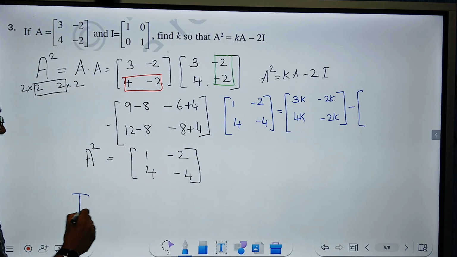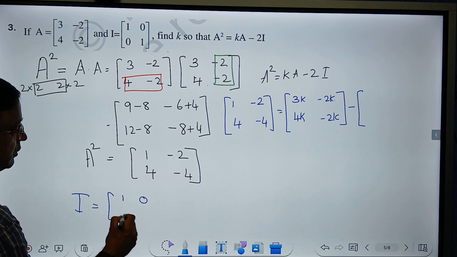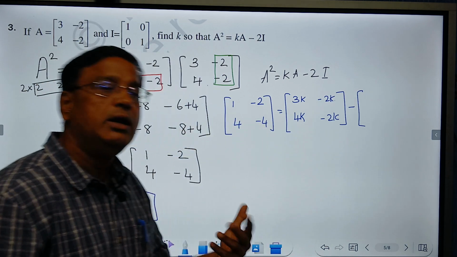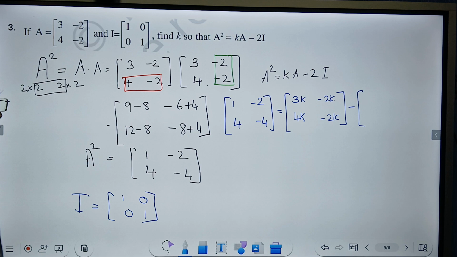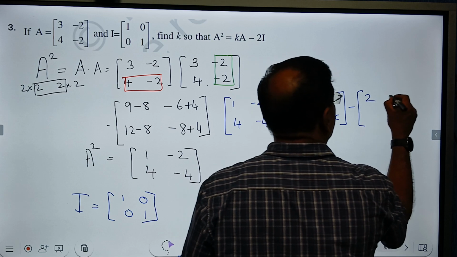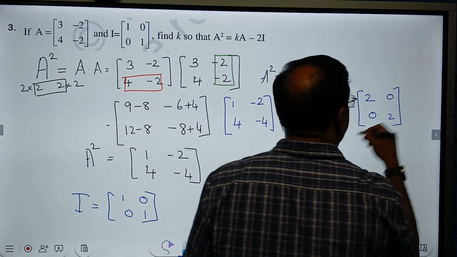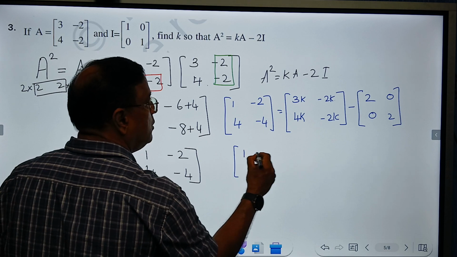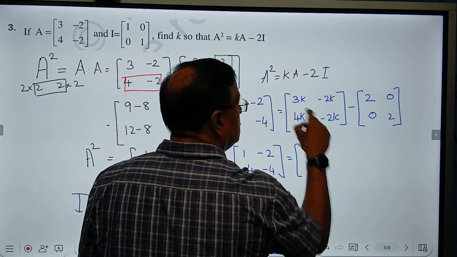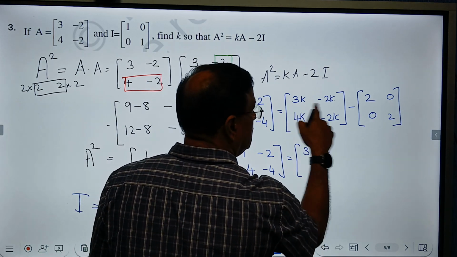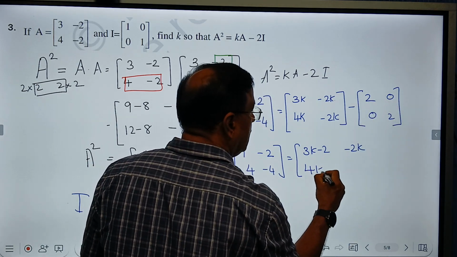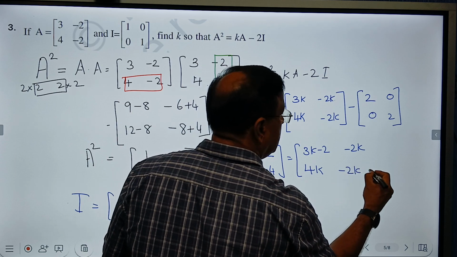Here I is an identity matrix of order 2 by 2. Why do I choose order 2 by 2? Because everything is of order 2 by 2, then only addition or subtraction is possible. So what will be 2I? 2I means multiplying this by 2. Scalar multiplication, so you get 2, 0, 0, 2. So from this what do you get? 1, minus 2, 4, minus 4 equal to, now subtract: 3K minus 2, minus 2K, 4K, and minus 2K minus 2.